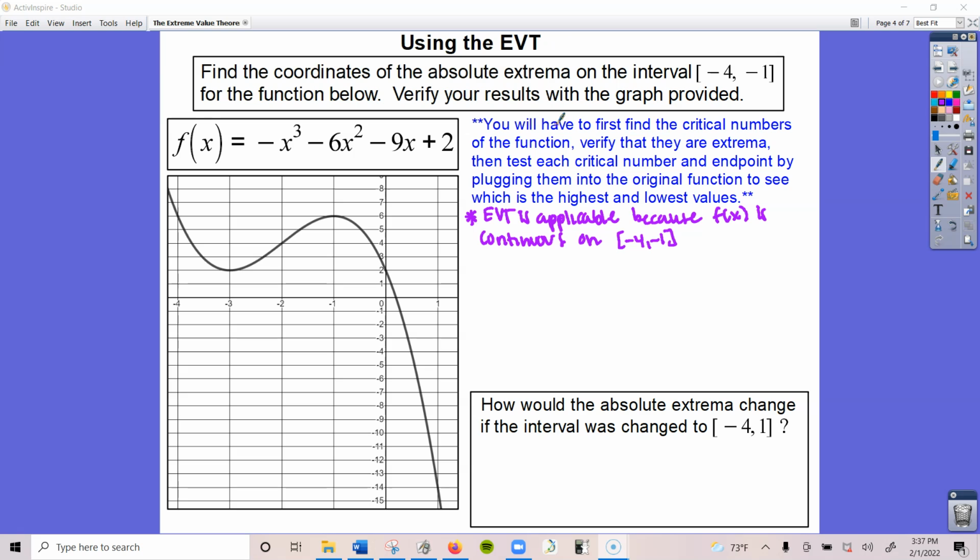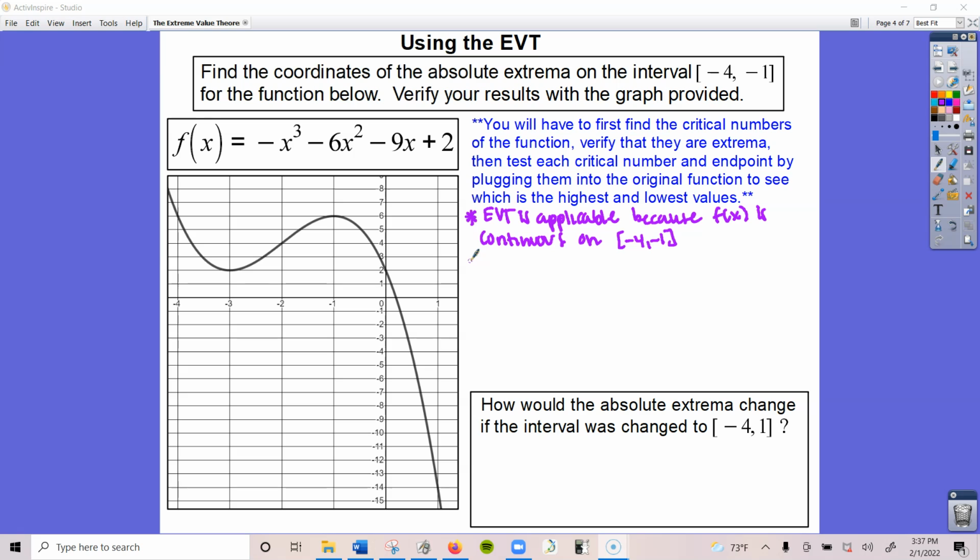Now what we have to do is find the derivative. See here I put the steps you would follow. You will first have to find the critical numbers of the function, verify that they are extrema, then test each critical number and the endpoints by plugging them into the original function to see which is the highest and the lowest values. Again, we're using the graph very limitedly because we're going to pretend as if the graph isn't there. We're only using it to verify our results.